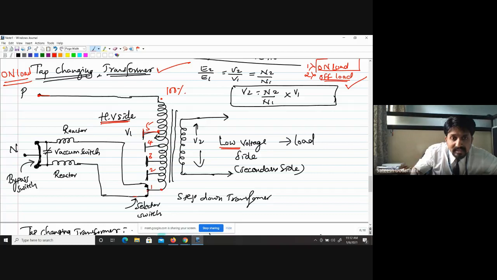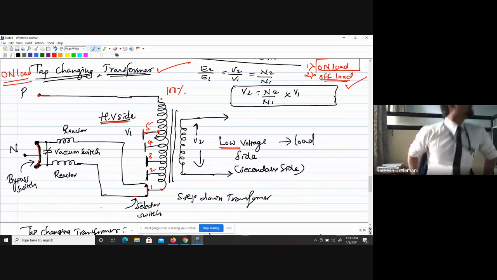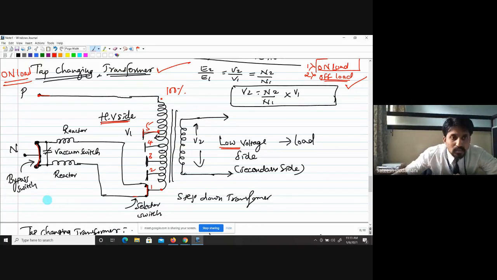Now this is the return path. This return path is connected through a reactor to the bypass switch, and this bypass switch is connected to another reactor, and then it is connected to this selector switch. This is the one connection they have made. And along with that there are two switches they have used. This is one selector switch, and this one is the bypass switch. In between they have also used a vacuum switch.